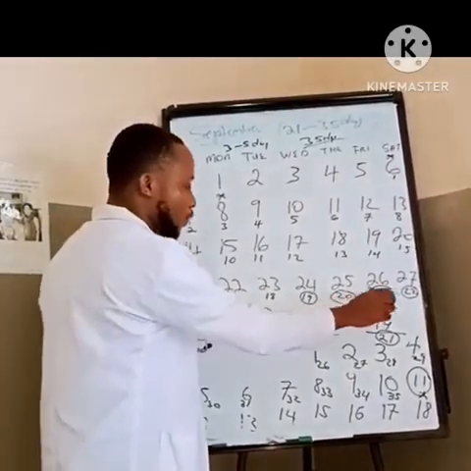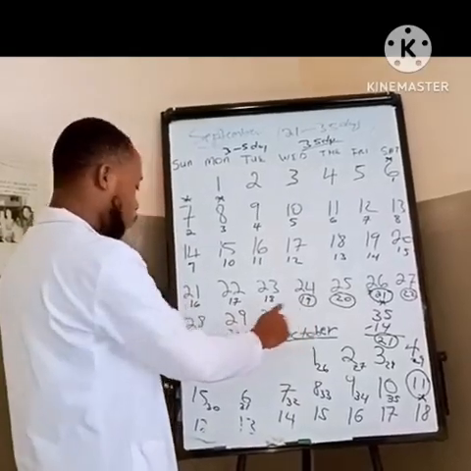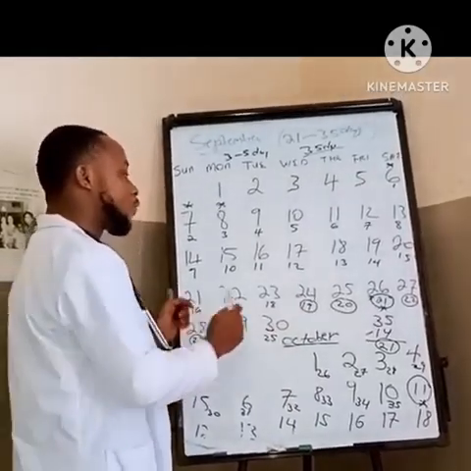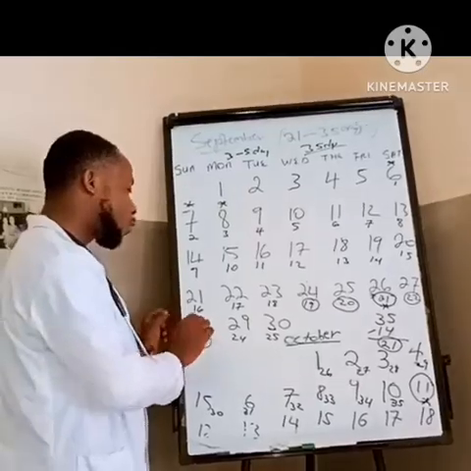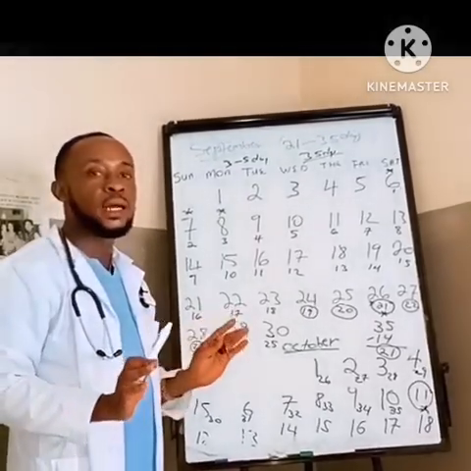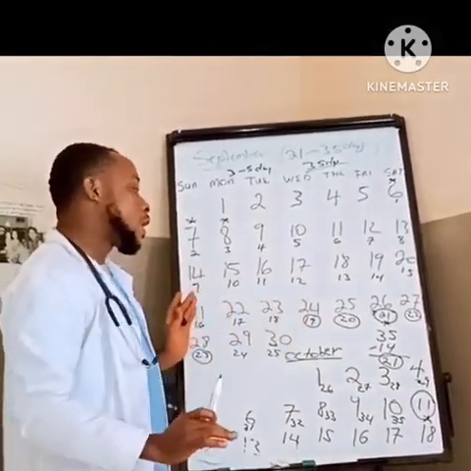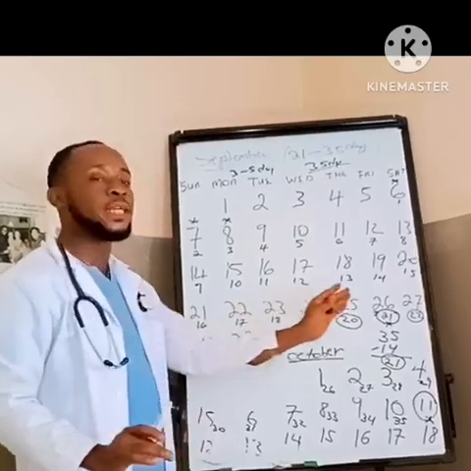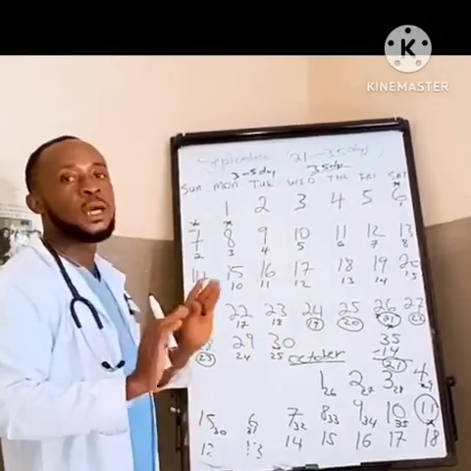1, 2, 3, 4, 5. So from the 19th day up to the 23rd day, which is from the 24th of September up to the 28th of September on the calendar, is the ovulation period. That means she can release egg and possibly get pregnant within this period. All other places she cannot be pregnant.